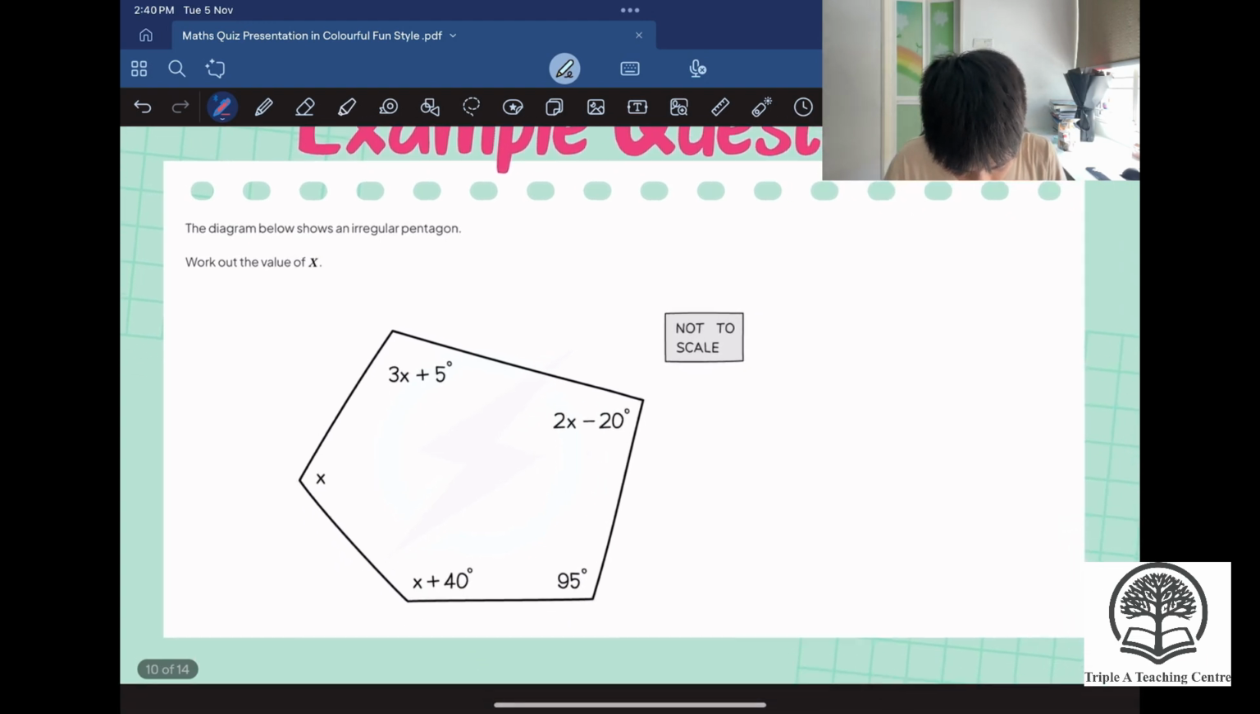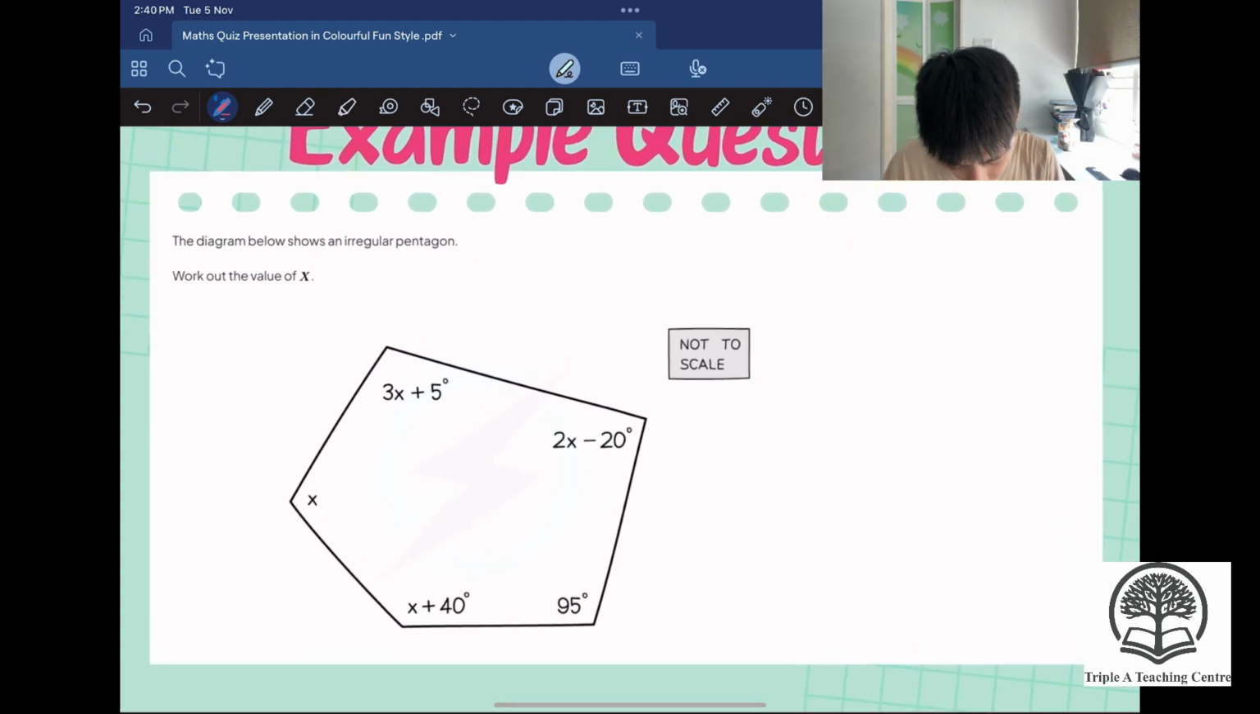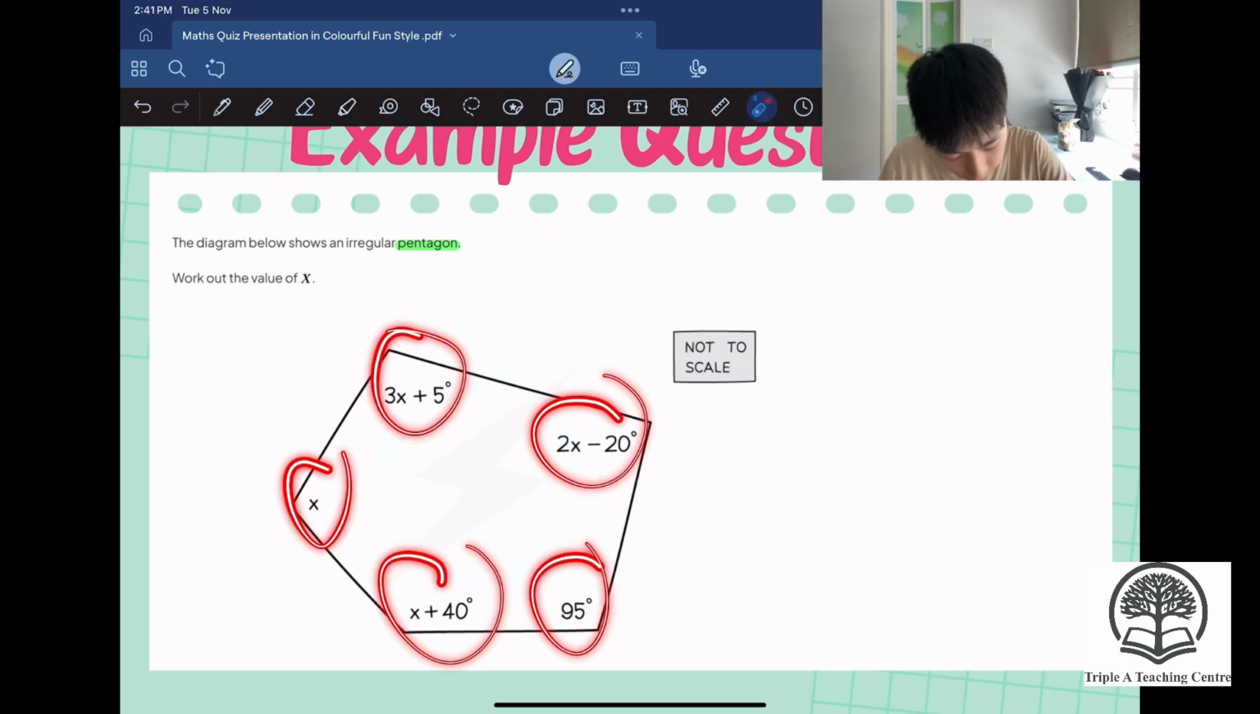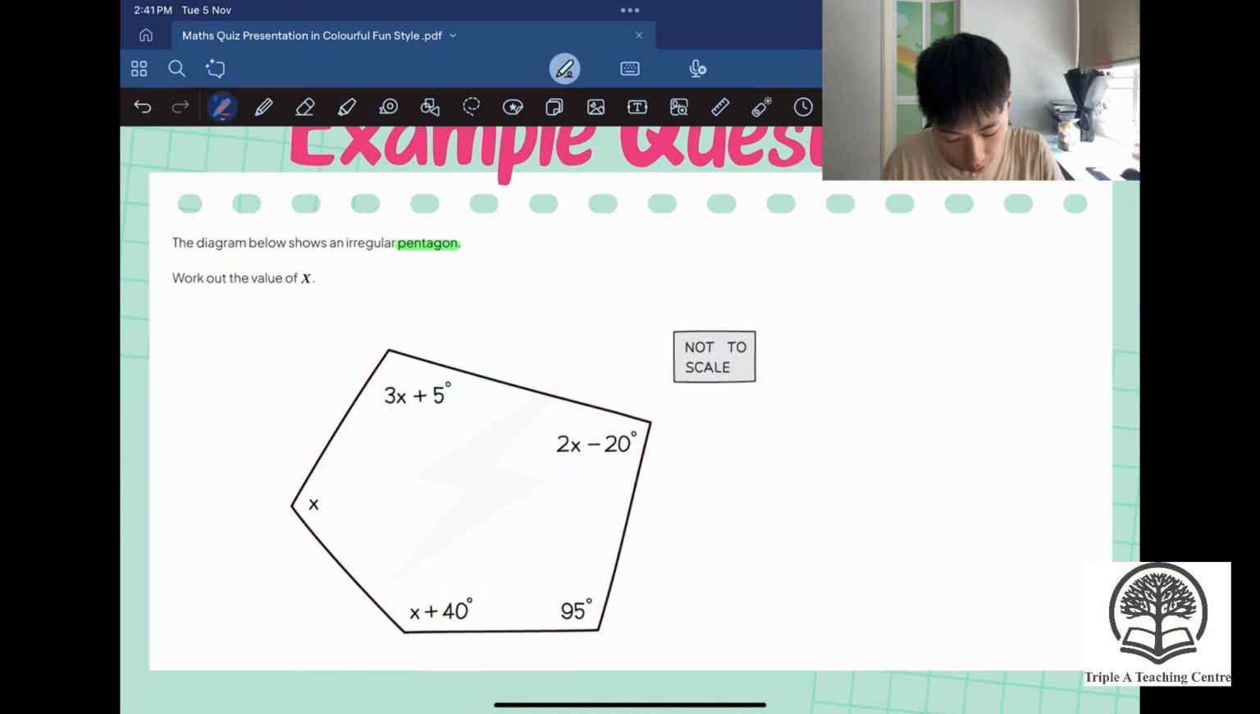Okay, we have example question 1 already. This diagram below shows an irregular pentagon. Let's highlight that real quick. What does a pentagon mean? 3, 2, 1. A pentagon means that it has 5 sides, right? To work out the value of x, it has already given us all the interior angles, right? It has already given the values. So what we can do is take the number of sides of a pentagon, which is 5, minus 2, times 180. That will give us 540 degrees total, right?